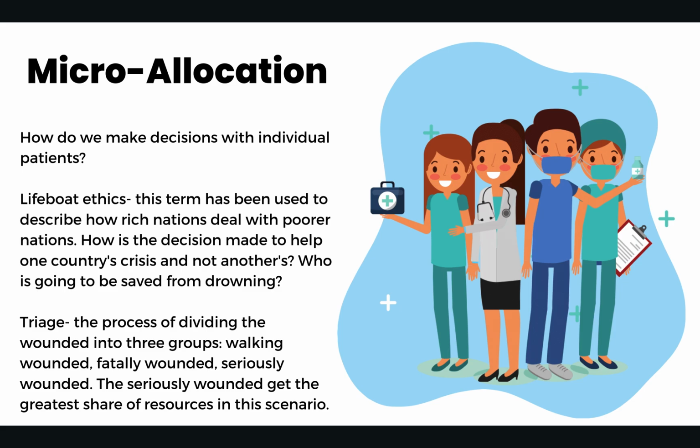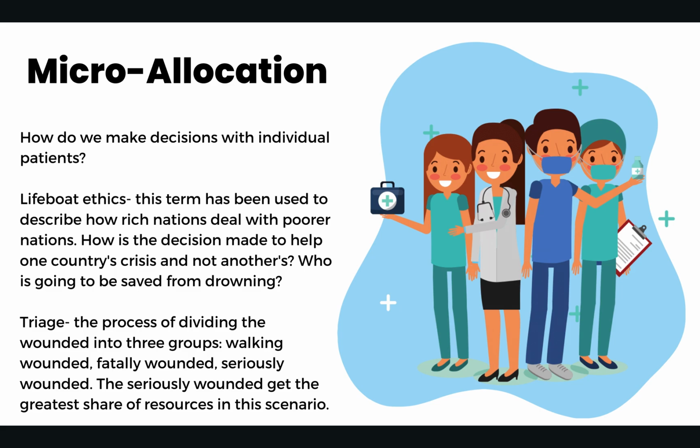The walking wounded are people who are just a little bit wounded, and so they are going to be put to the side at the beginning. Fatally wounded are people that we know are going to die, and so for them we give just basic kind of palliative care to decrease their pain and make sure they're as comfortable as possible.